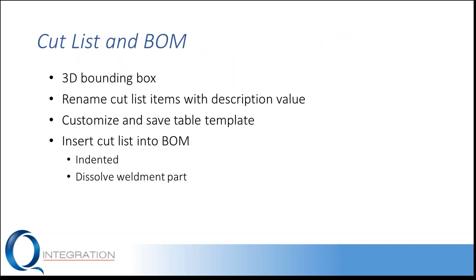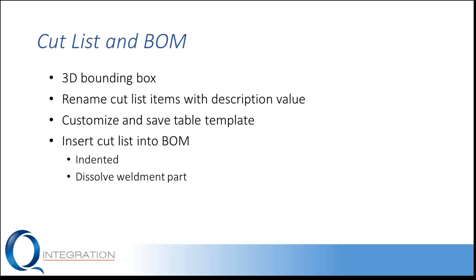When it comes to our cut list and our bill of material, we can generate 3D bounding boxes for our cut list items. This helps with giving us a length, width, and height that we can use for description of some of these weldment bodies. Maybe we have feet for a table that are simple plates, and we've added those to our cut list. With a 3D bounding box, we can easily get the length, the width, and the thickness of that plate, and we can have that added to our description.